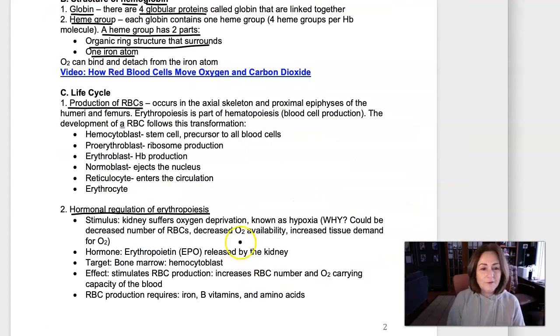So switching back to the notes, red blood cell production occurs in the bone marrow. Oh, and actually, I didn't write that. I'm glad I'm saying that. It occurs in the axial skeleton and the proximal epiphyses. I'm trying to tell you where it's more prevalent, but it's occurring in the bone marrow. The axial skeleton being the sternum, the ribs, the hip bones, and the proximal epiphyses, the head of the humerus, the head of the femur.